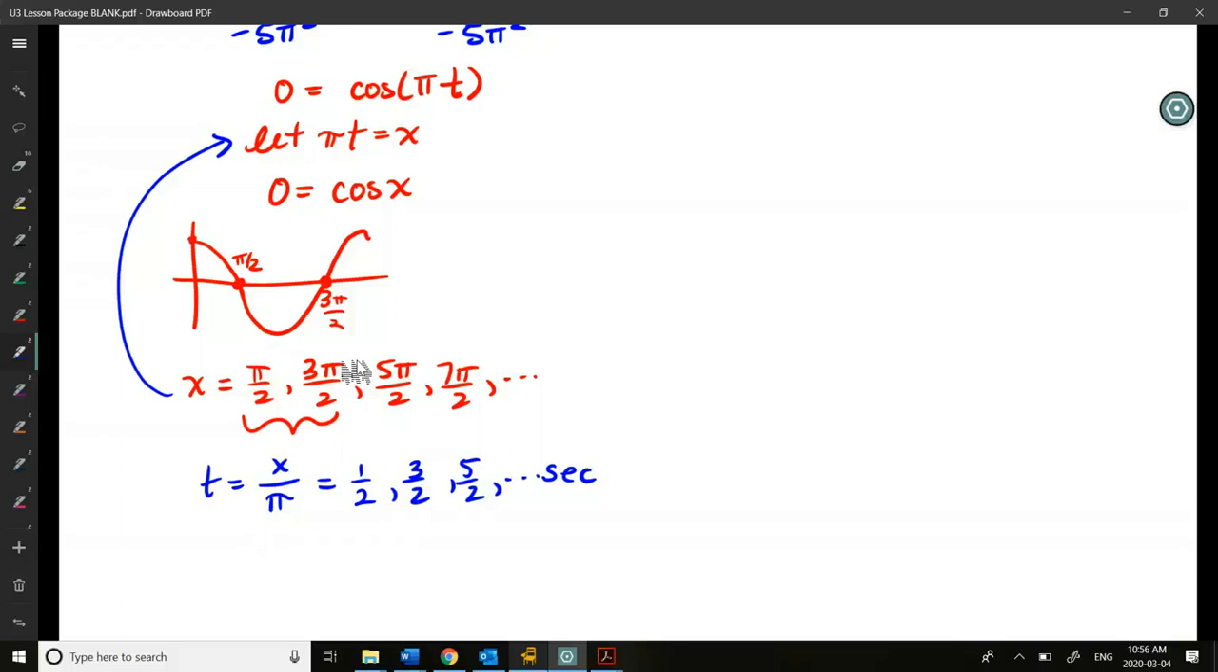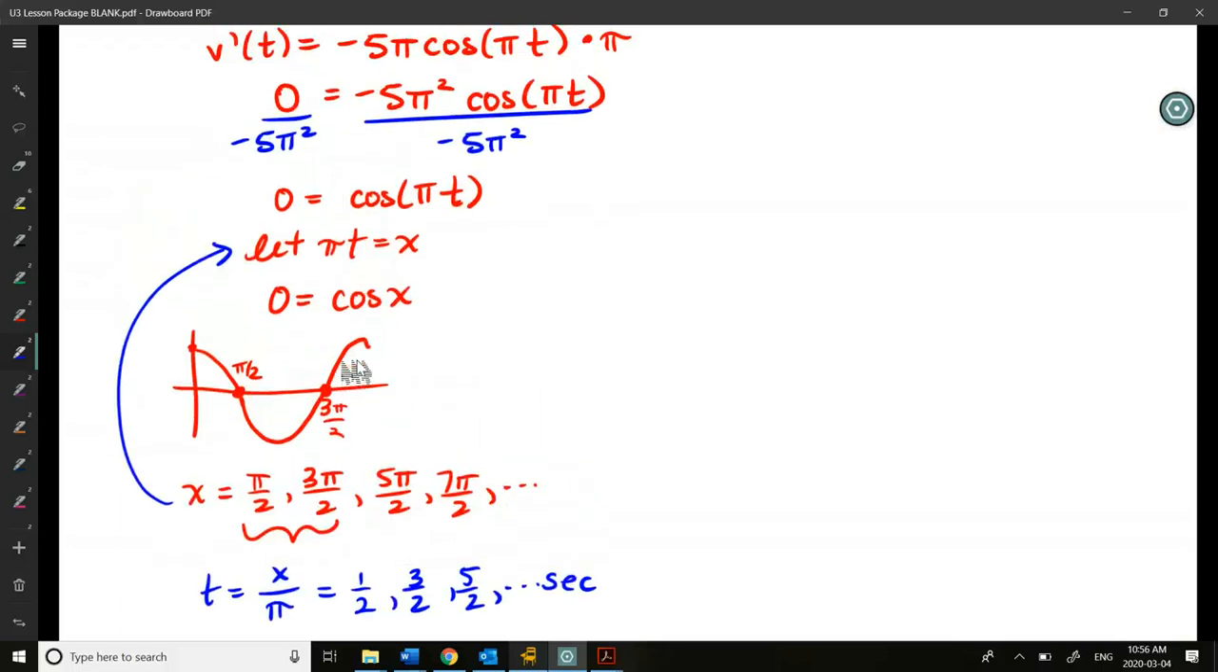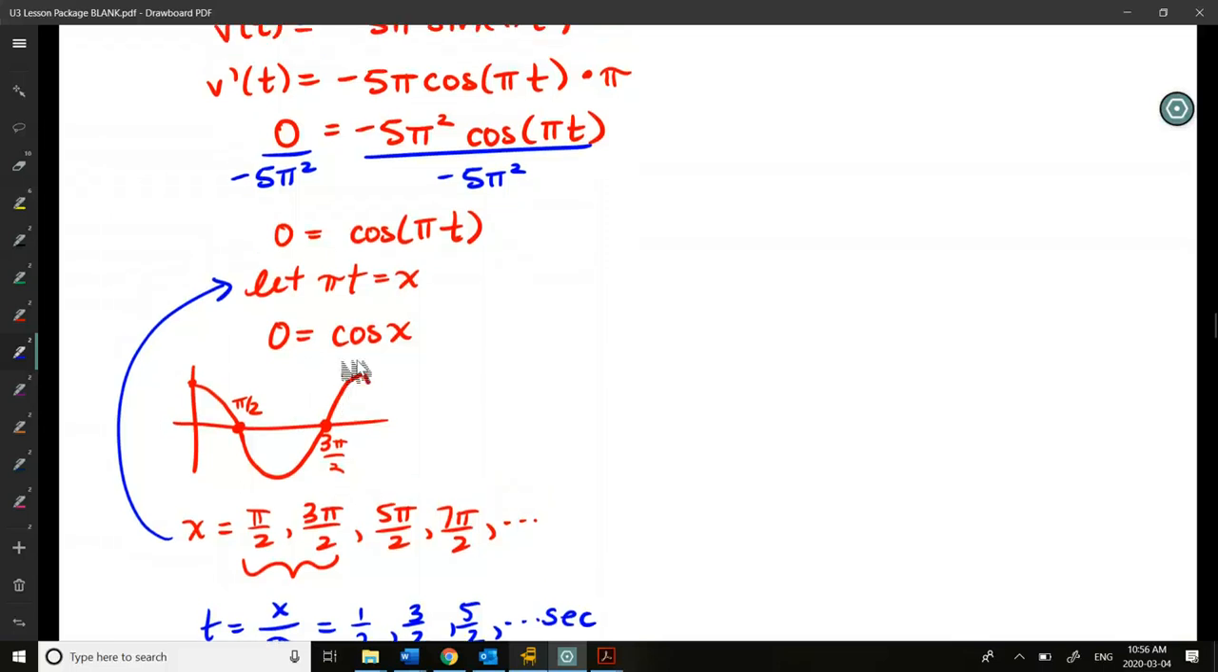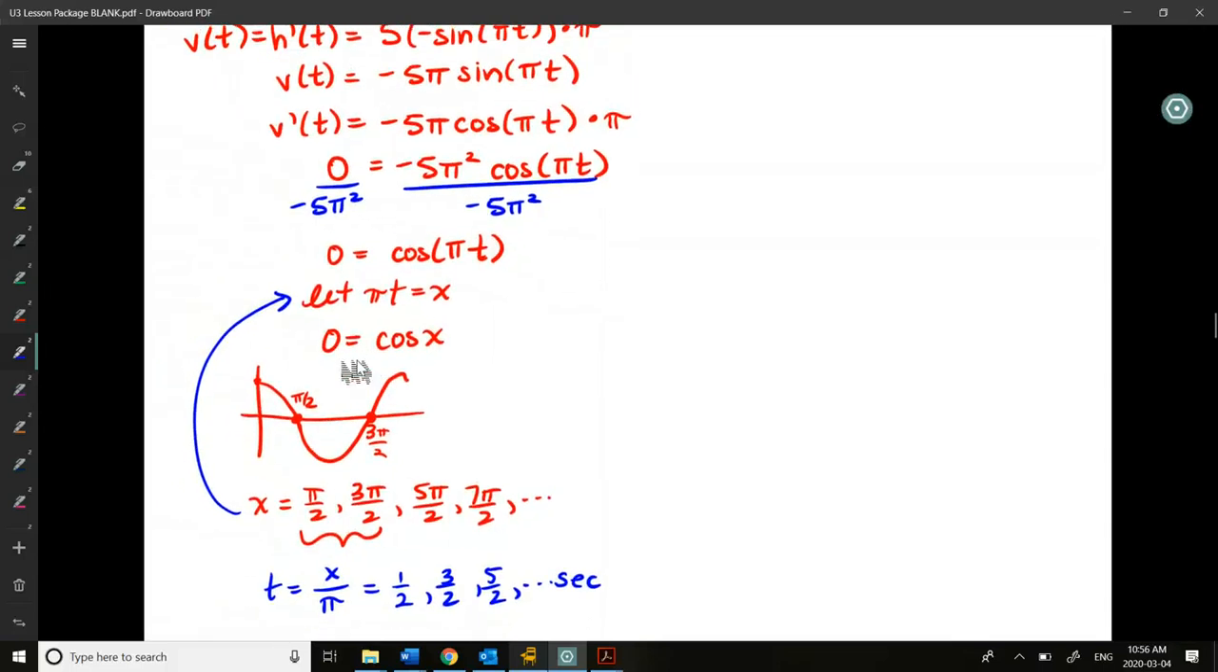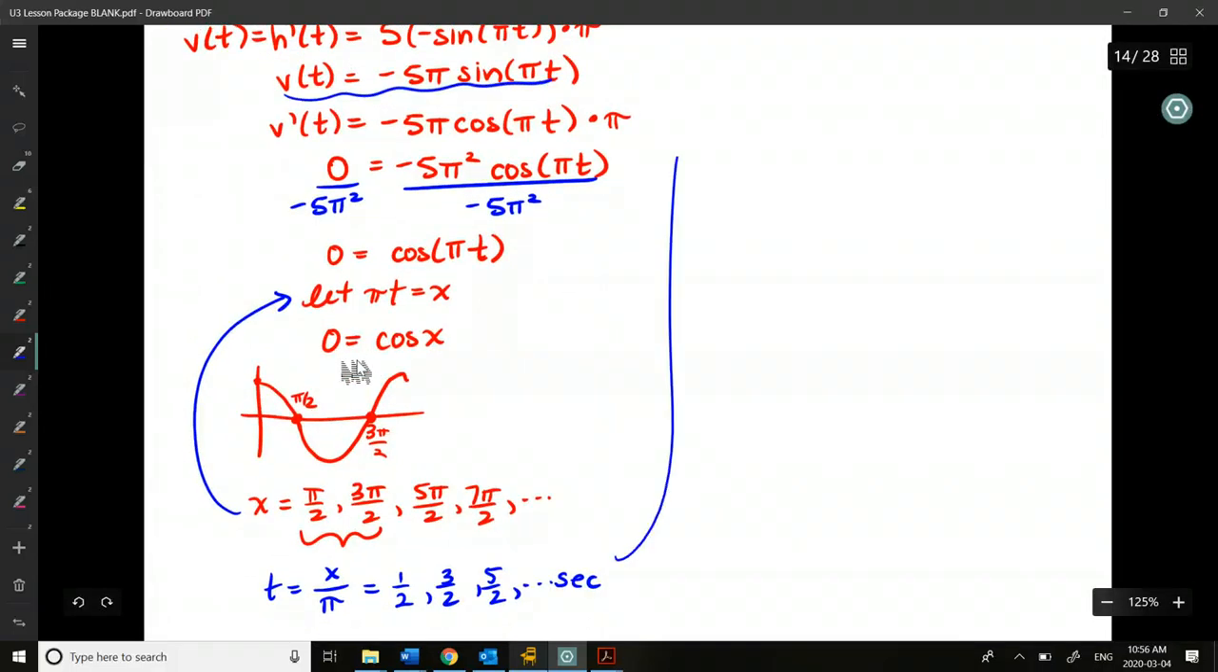You can do a second derivative test here. You could do a first derivative test, like a sign chart, to see which ones are maxes and mins. I think we can also just put these into the velocity function and see which ones give us maxes and mins. So let's evaluate these using our velocity function.